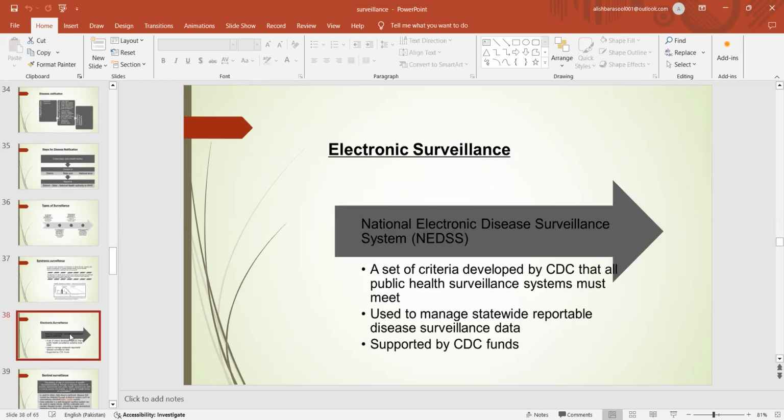Electronic surveillance: the National Electronic Disease Surveillance System is a set of criteria developed by CDC that all public health surveillance systems must meet, used to manage the statewide reportable disease surveillance data supported by CDC funds.